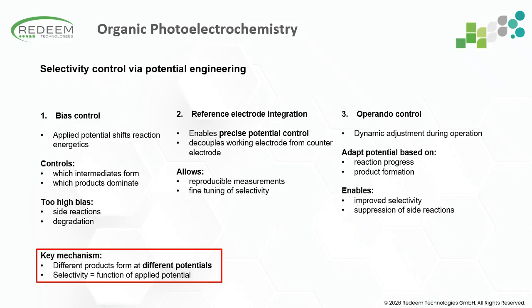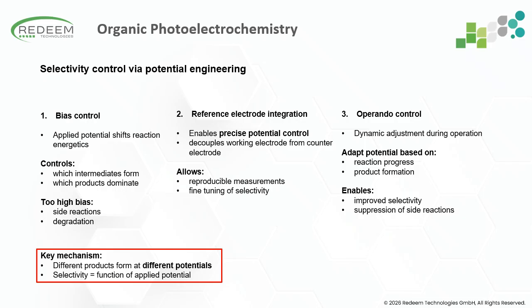While in water splitting the desired products are essentially fixed, organic photoelectrochemistry offers multiple possible reaction pathways, and the applied potential therefore becomes a powerful tool to steer this reaction in different directions. By changing the bias, we can change the reaction energetics, influencing which intermediates are formed and ultimately which product becomes dominant. If the potential is too high, however, undesired side reactions and electrode degradation become more likely.